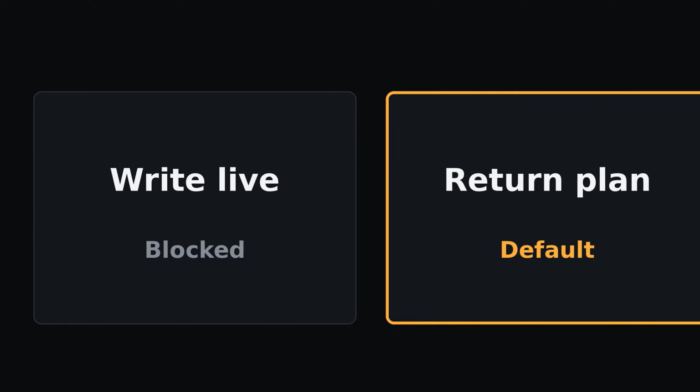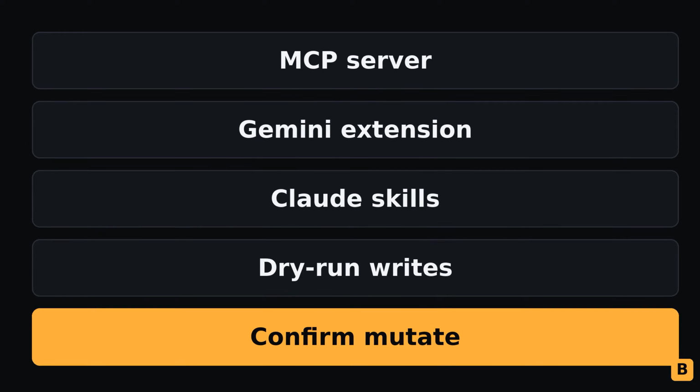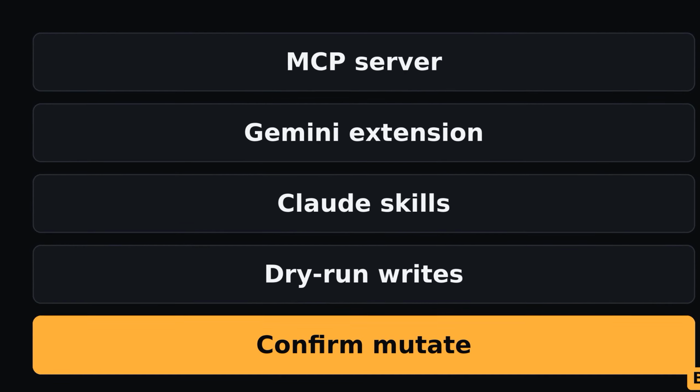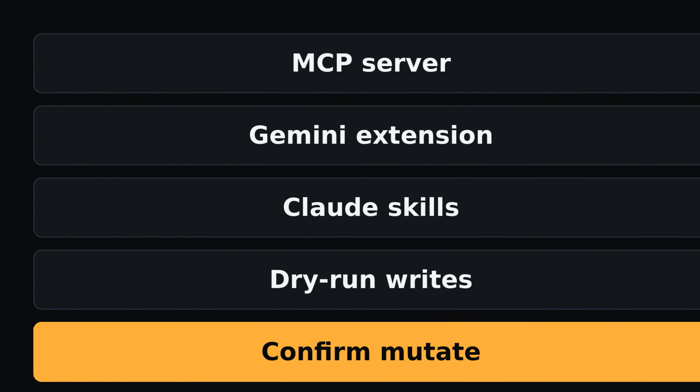Step 5 is confirm before mutate. Even after you leave dry run, the mutate tools demand an explicit confirm token on the next call. That second gate stops a runaway loop from applying the same change twice and stops a partial plan from shipping because a chat window scrolled. The agent must restate what it will change. Then you confirm, then the write executes once.